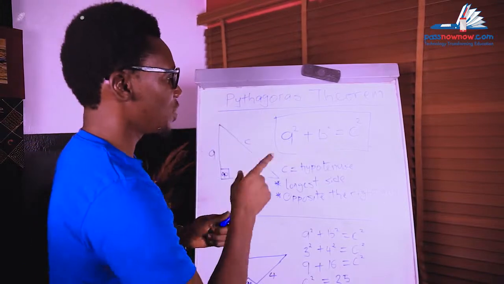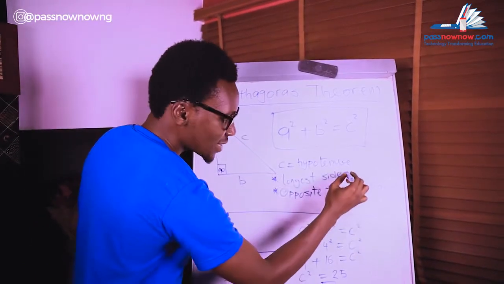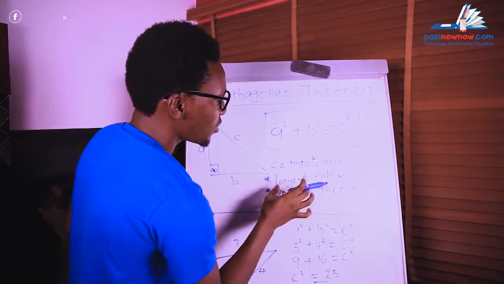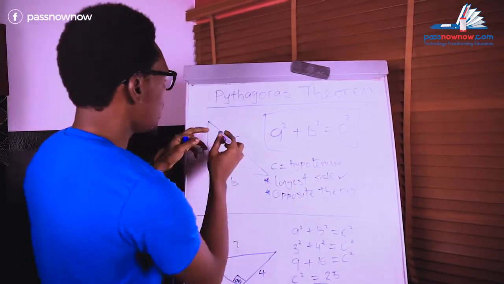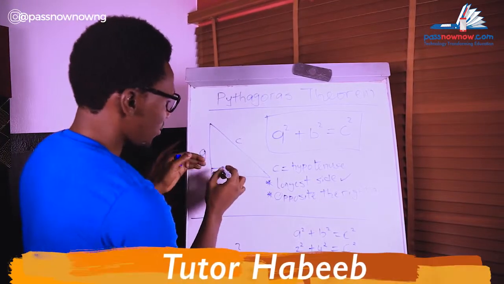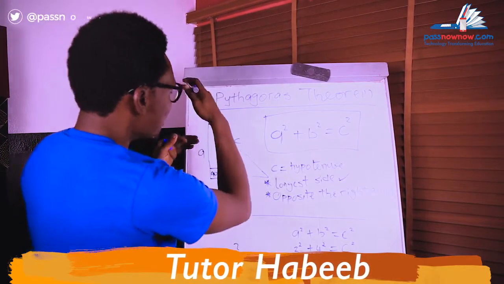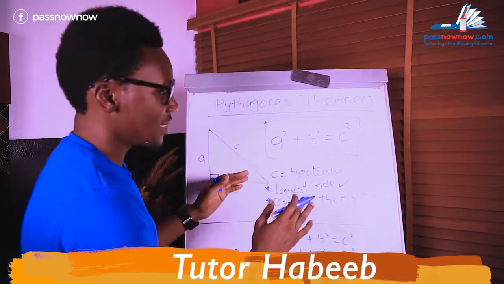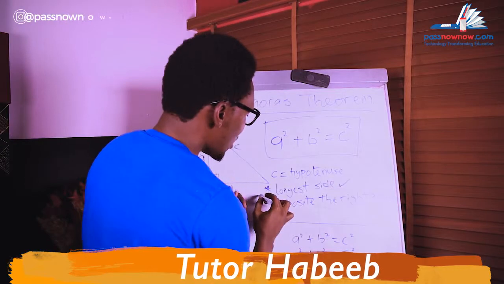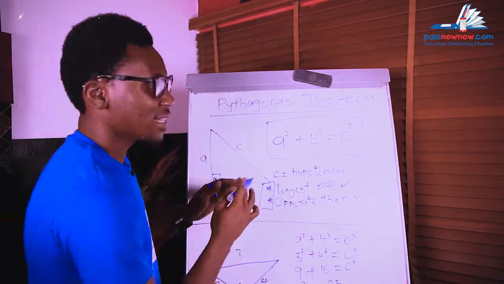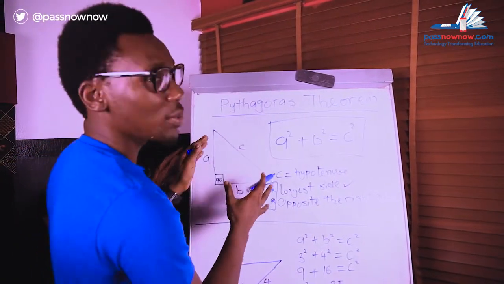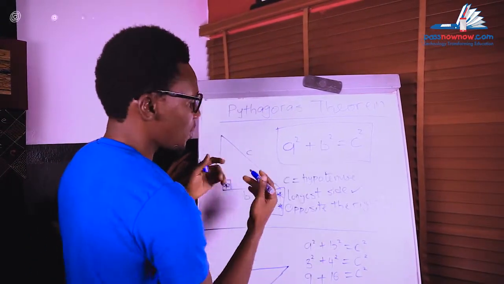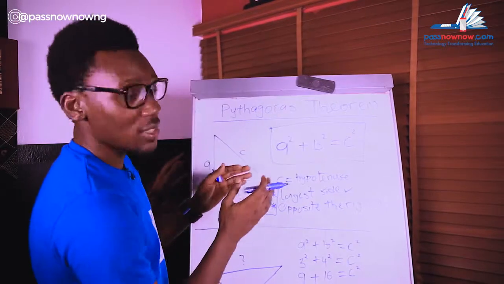Now, your hypotenuse is your longest side, as I've written here. It is also the side opposite the right angle. So if you have a right angle triangle, the side opposite the right angle is your hypotenuse. That's an important thing to take home. Always these two, no matter the triangle you are dealing with, this is important for you to know. The longest side is your hypotenuse and the side opposite the right angle is also your hypotenuse.